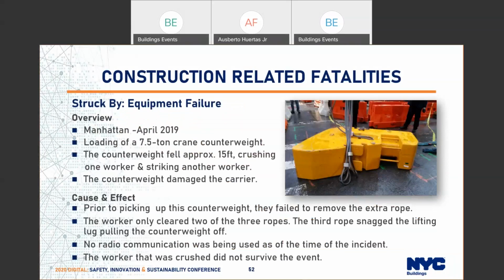The workers were in the process of picking up the counterweight, and the worker failed to remove the extra rope. Looking at the picture, the worker only cleared the 2 bottom ropes of the 3 ropes that are shown in that photo. The 3rd top rope snagged, lifted the lug, and pulled the counterweight off, landing on the worker. There was no radio communication at the time of this incident, and the worker that was crushed did not survive the event.